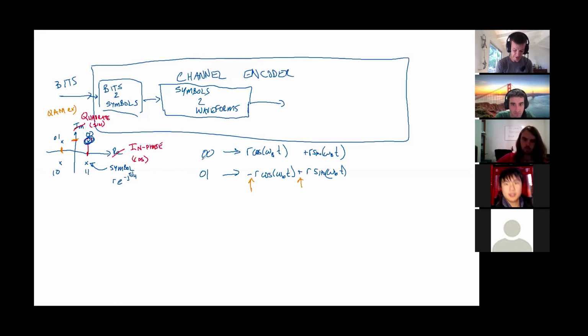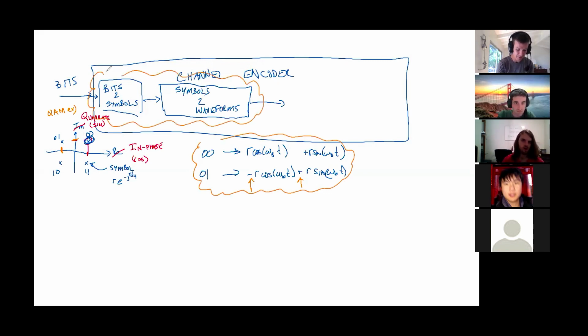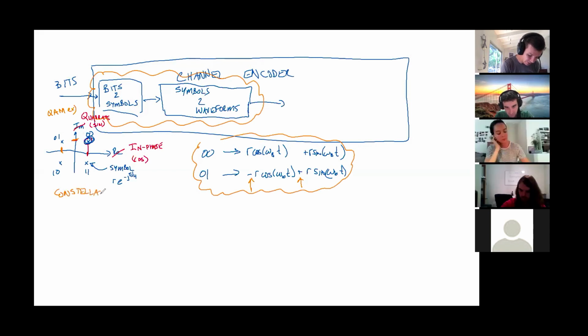Questions on that? So this basically is abstracting both of these together. But in principle, you can think about an intermediate, what's called a constellation diagram, that shows where on the complex plane your symbols all live.